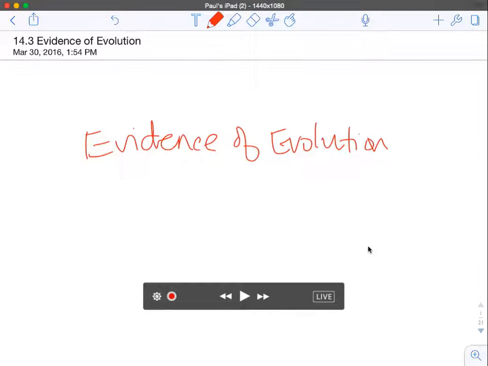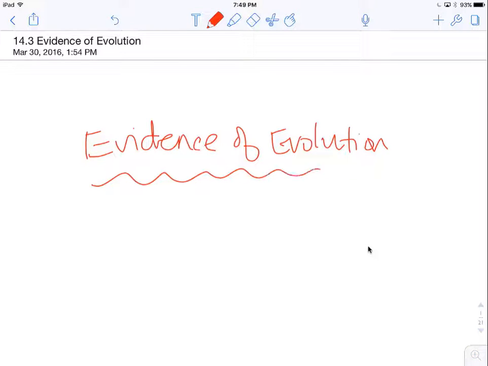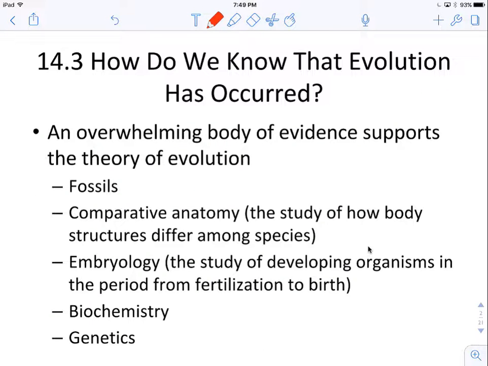All right, and here we go with evidence of evolution. Again, Darwin's thing was that he had proof. So we're going to look at some of the proof Darwin had, as well as some proof that has evolved since Darwin, all that supports the theory of evolution. An overwhelming body of evidence supports the theory of evolution.